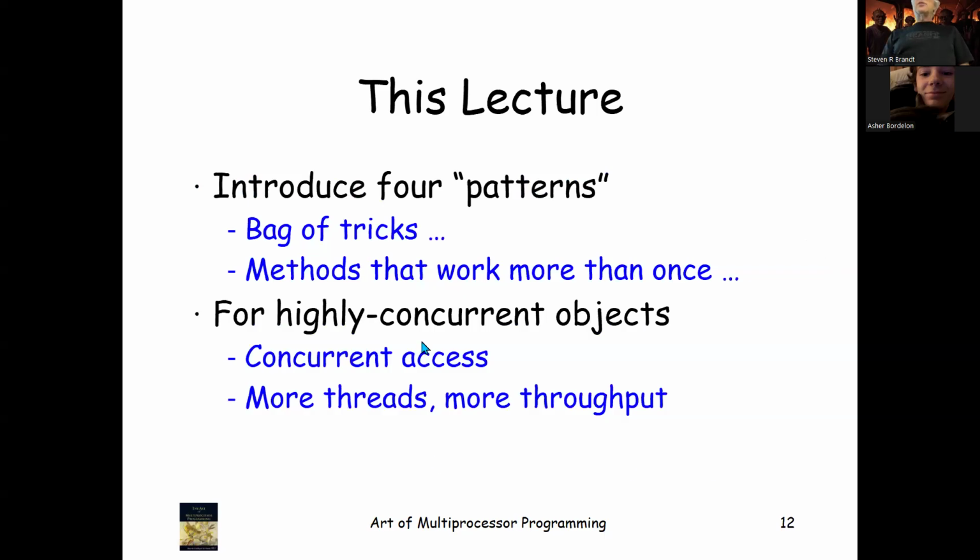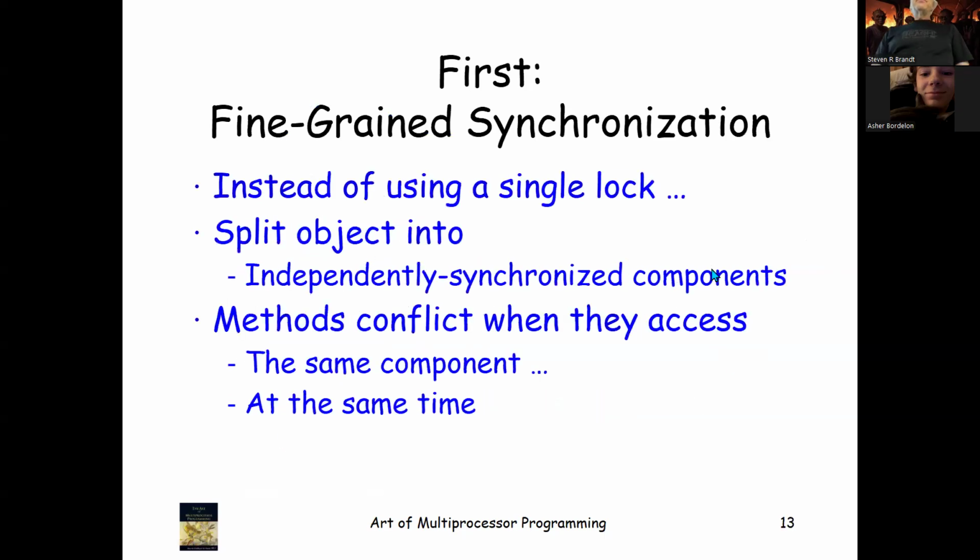These are for highly concurrent objects, and what you want is more threads equal more throughput. Our first way to improve on coarse-grained synchronization is so-called fine-grained synchronization. Instead of using a single lock, we split an object into independently synchronized components, and methods conflict when they access the same component at the same time.